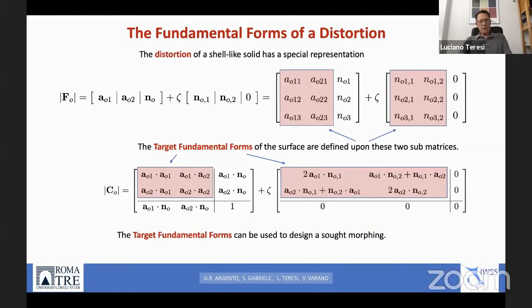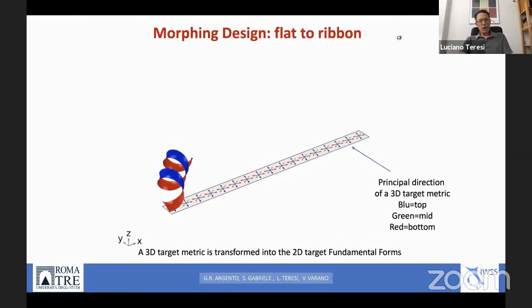You can play with these new degrees of freedom, and for you, these fundamental forms are targets. So what you want to do is to morph a shell such that the fundamental forms of the shell are as close as possible to these two targets, the first and the second fundamental forms. And here is an example, very similar to the previous one.